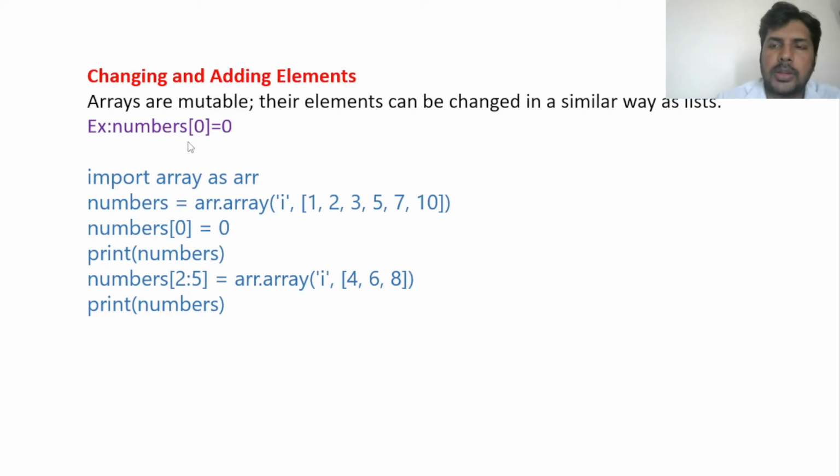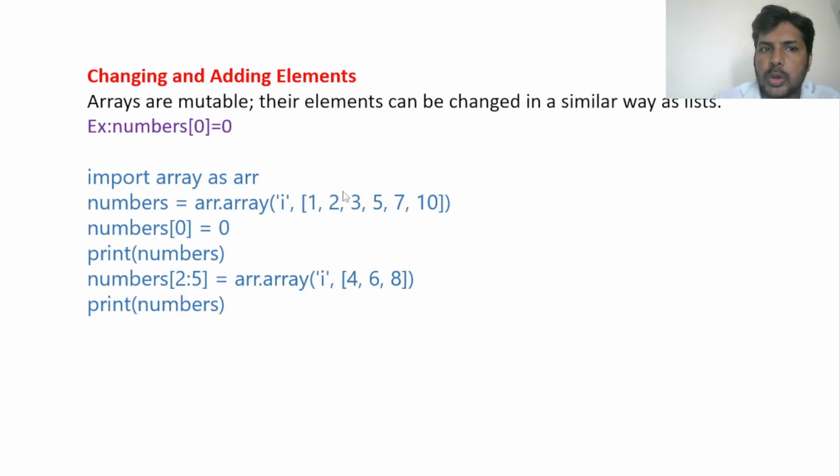Coming back to our topic, now let us see how we can change and add elements. That means how we can update elements. In an array, generally we use is equal to. When you want to update or add elements in a particular position, we use the index number and is equal to and a value. For example, you can see here I have said import array as arr, number is equal to arr dot array. Here we have I, which means integer, 1 2 3 5 7 10.